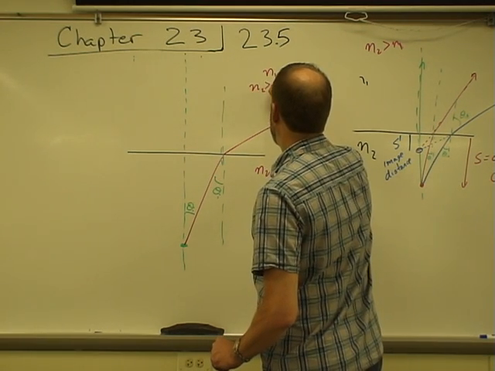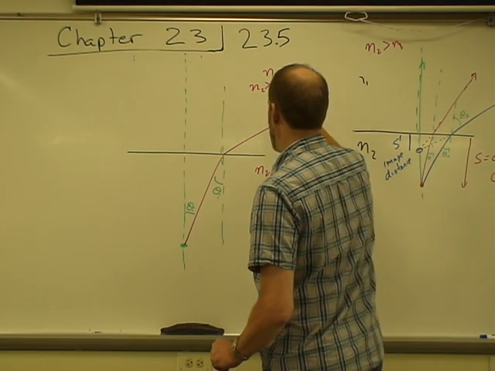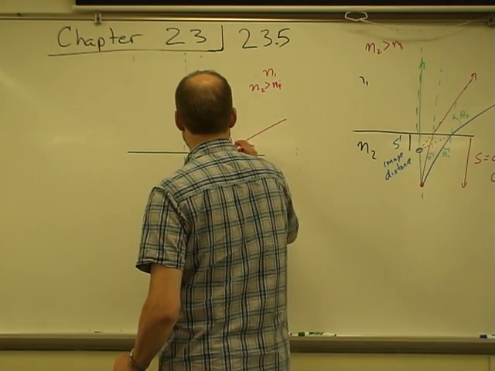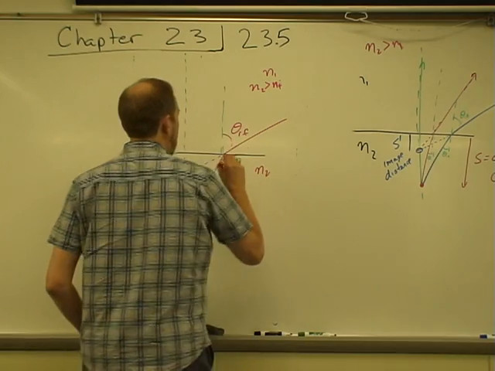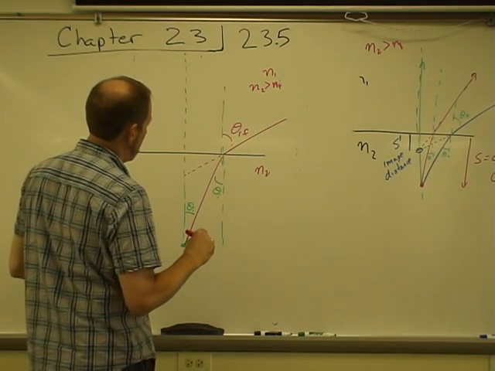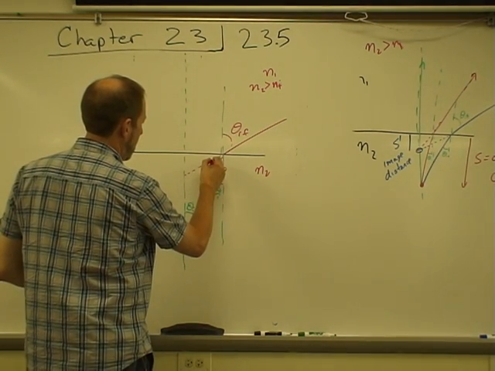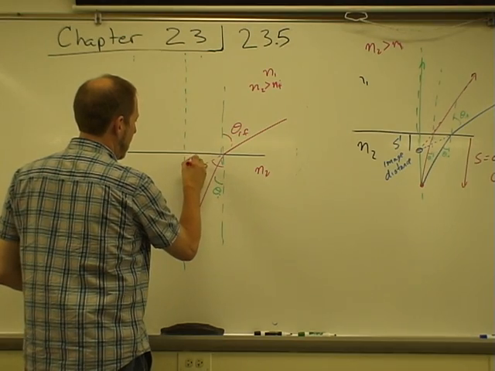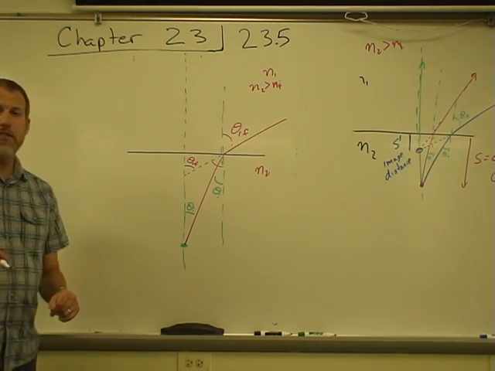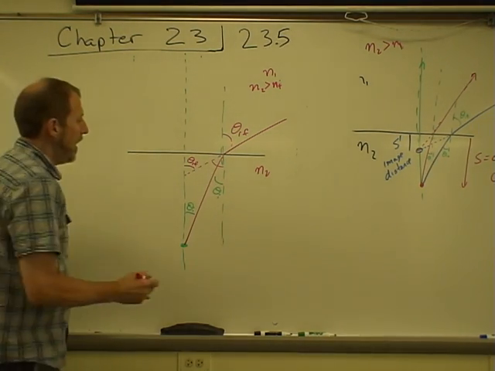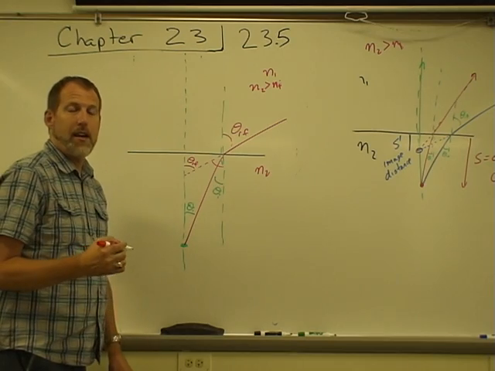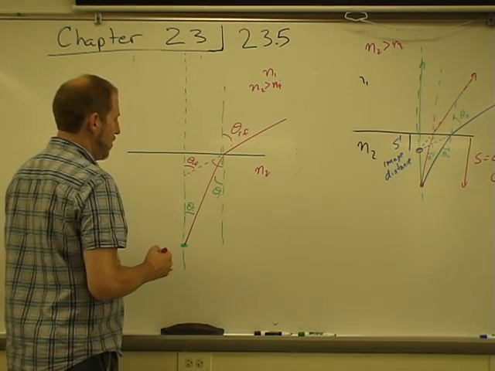Now, if N2 is greater than N1, so it's bent farther away, the angle of refraction will be equal to that angle, because they are opposite angles. I've got two straight lines intersecting. Opposite angles are equal. And for the same reason that these two angles of incidence are equal to each other, the same straight line hitting two parallel lines, these two angles of refraction are equal to each other.